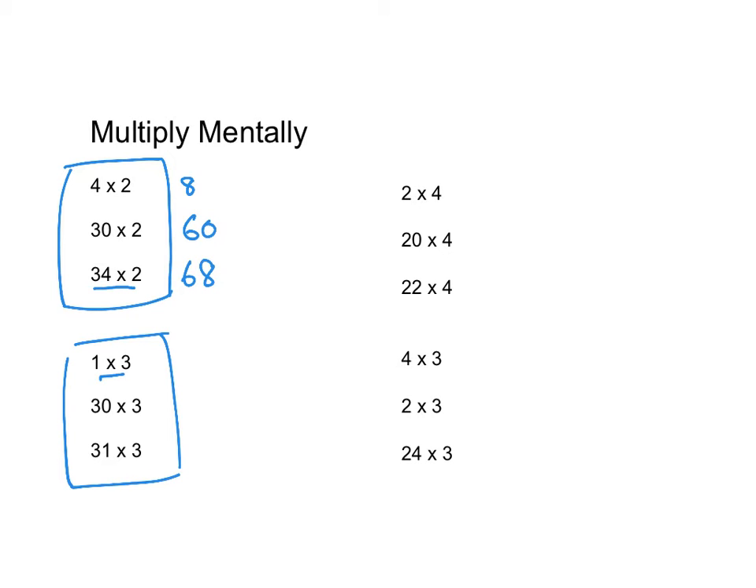Let's look at this one right here. 1 times 3. Well, hopefully you know that right away. That would be 3. 30 times 3 would be 90, and 31 times 3 then would be 93.